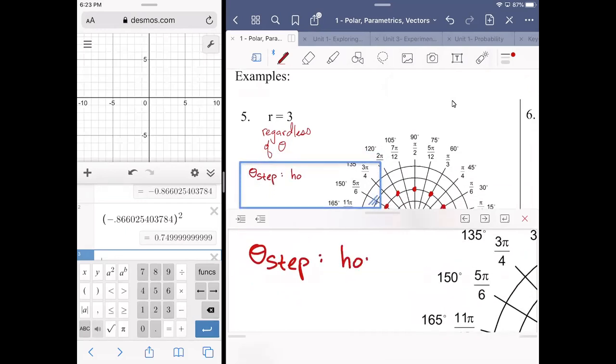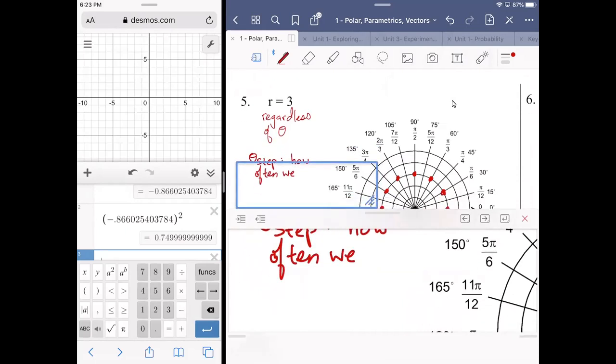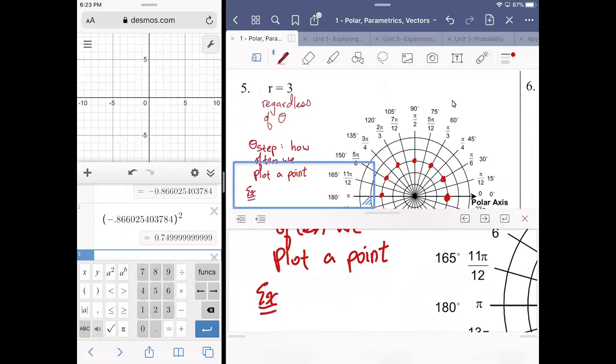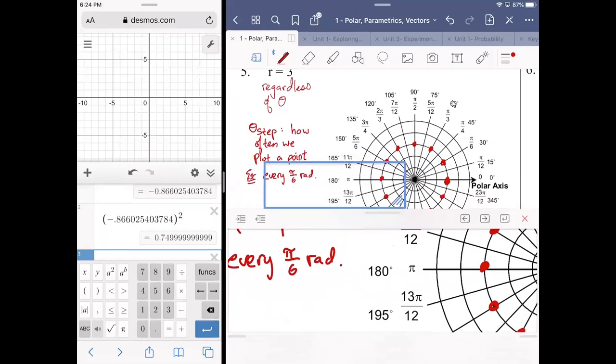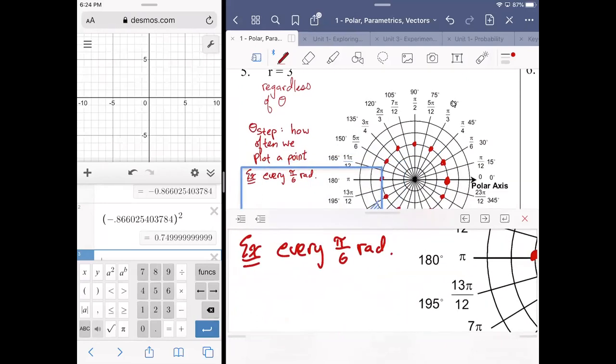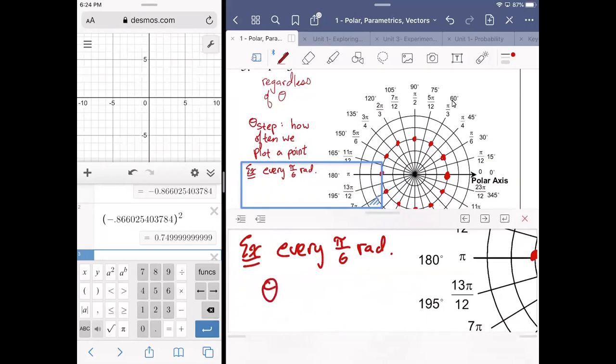That's how often, and I'm using the term often loosely, it's not a measure of time, we plot a point. So for example, every pi over 6 radians. If I were to plot a point only every pi over 6 radians, my theta step would be equal to pi over 6.